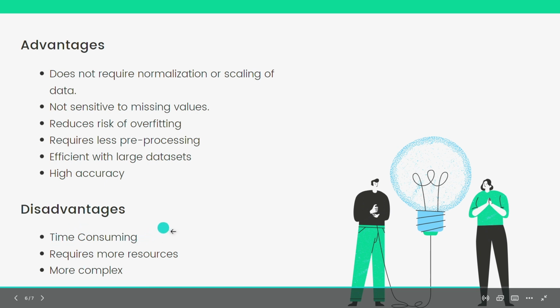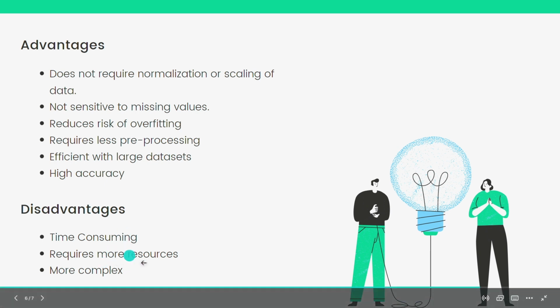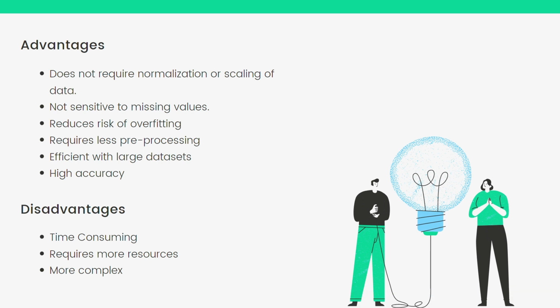Disadvantages: it is time consuming. You did not realize it is time consuming because our data set was actually small, and there are many huge data sets which will take time to be fit into the random forest classifier. So it is more time consuming than others, and it requires more resources since it is building many trees in parallel using random features. So it is more complex also.